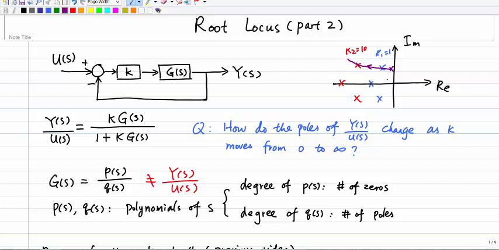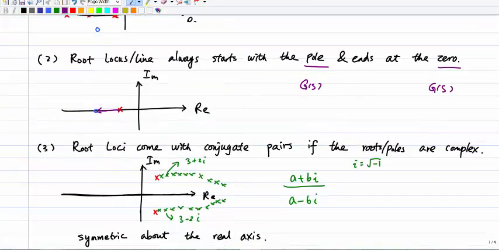You start another pole. You start from here, k equals 0, but this pole will move according to this line. You could also have another one. It's right over here, so it goes this way. That's also called a line. So a line represents how one pole changes with respect to the parameter k.